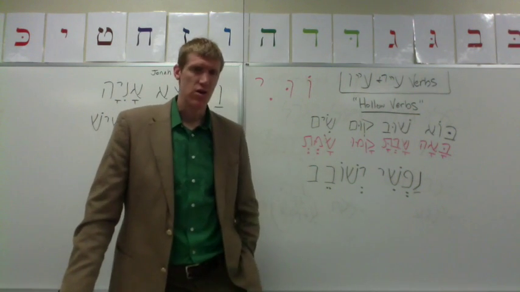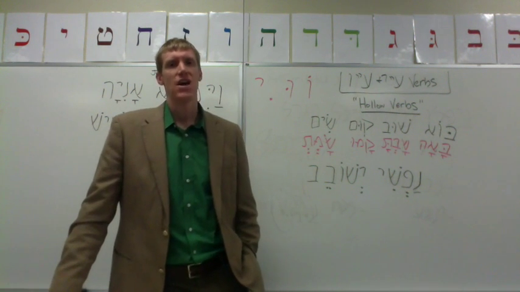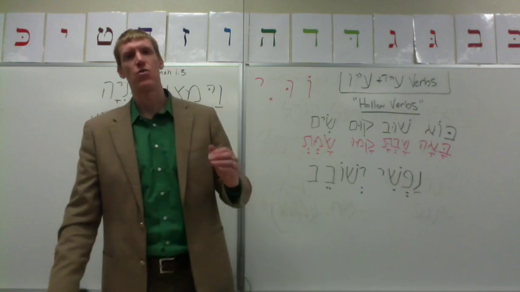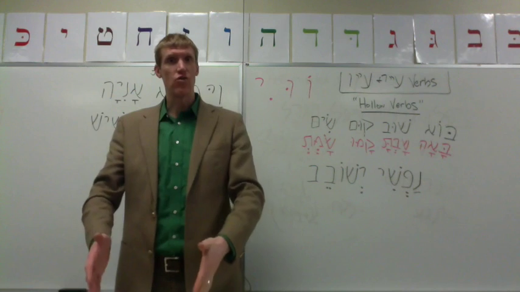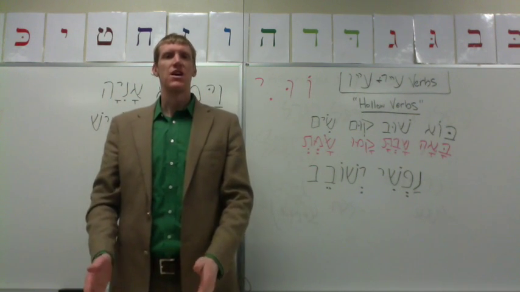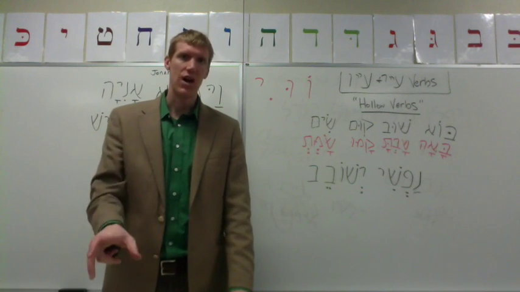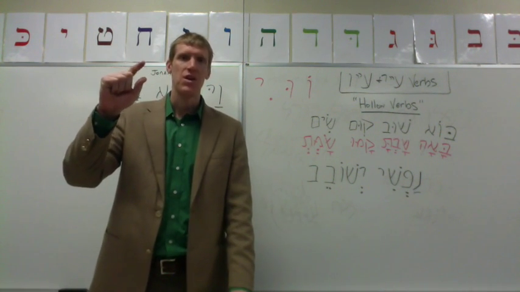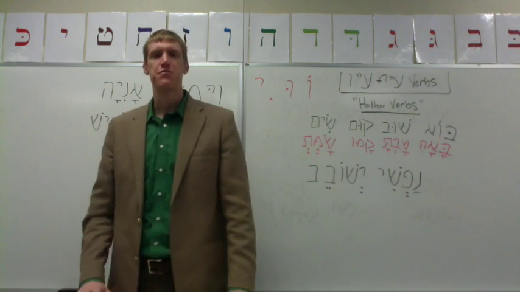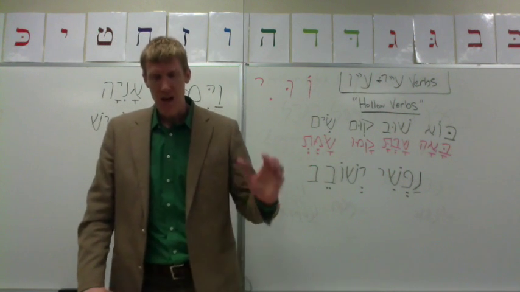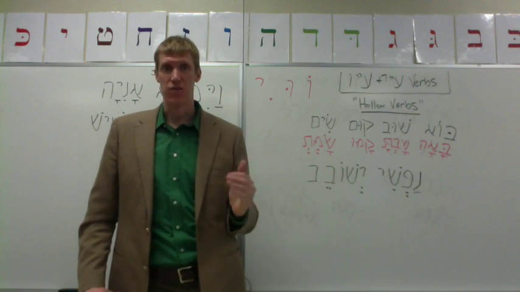One of the peculiarities of the hollow verb is that when you have a hollow verb in one of the intensive forms, which you'll recall from the flannel graph, the intensive forms are the forms in the middle column. So you've got the PL, the hitpa'el, and the pu'al. PL is active, pu'al is passive, and hitpa'el is reflexive.